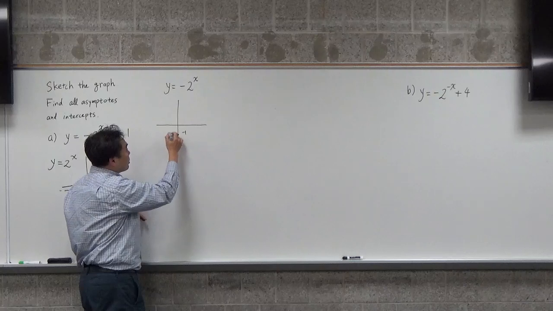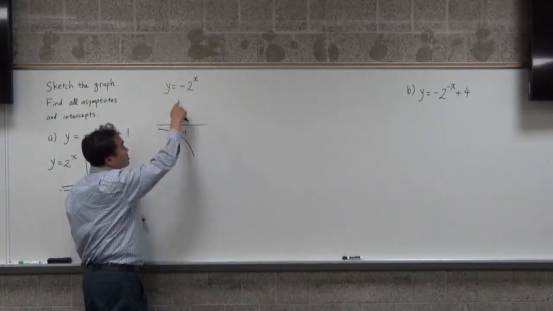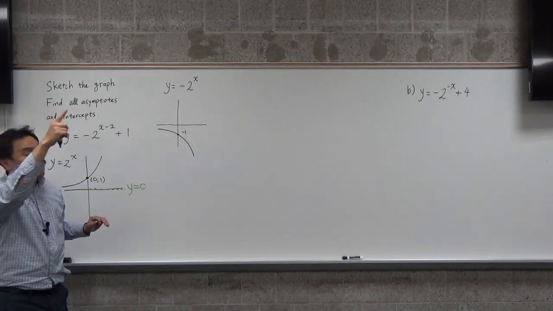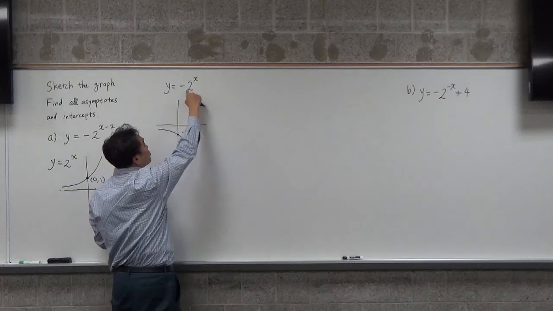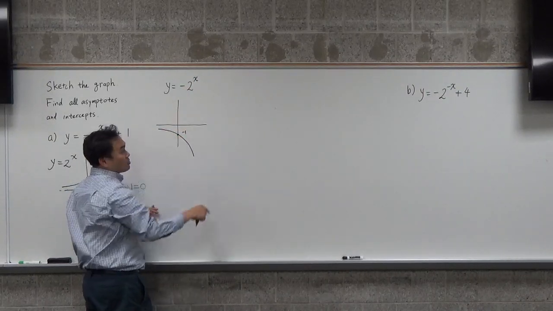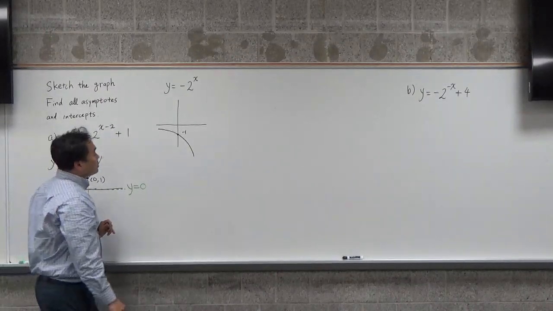So the values become like this. All the values are negative because of this minus. Is that okay? It's 2 to the x, and then there's a minus in front. So all the values are negative.